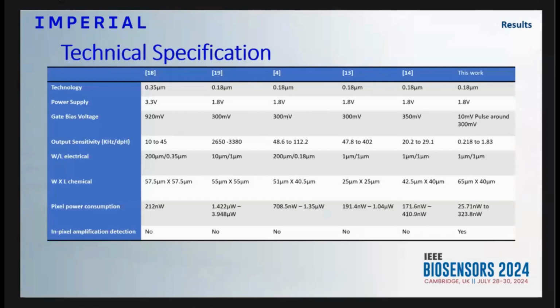When you look at everything that exists out there, I think we've made a huge jump this time because this is the first approach where you're doing something within the pixel itself. Also, as you can see, the power consumption is very low, ultra low, 25.71 nanowatt to 323.8 nanowatt as compared to everything in the past. That's because we've slowed everything down. You see, this was in tens of kilohertz and we've come all the way down to hertz. And so that's the reason we're saving all that power.